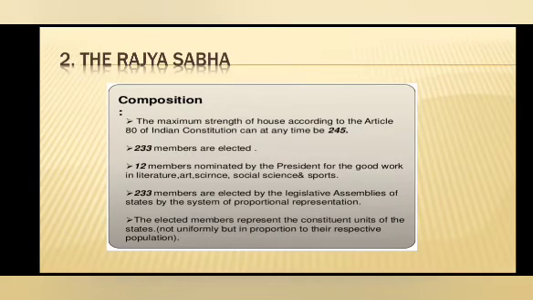The Rajya Sabha. Rajya Sabha is the upper house. The upper house of the Parliament of India is popularly known as the Rajya Sabha. The maximum strength of the Rajya Sabha can be 250 members. The effective strength of the Rajya Sabha at present is 245, out of which 233 members are elected and 12 members are nominated by the President.